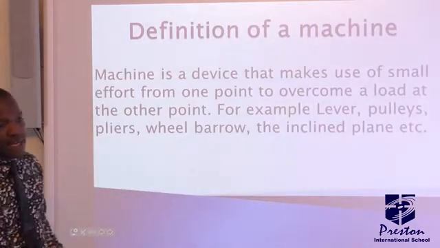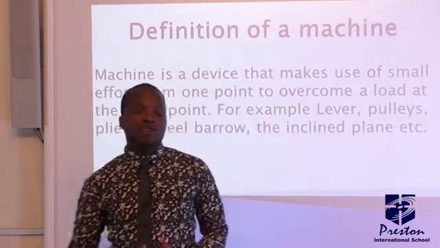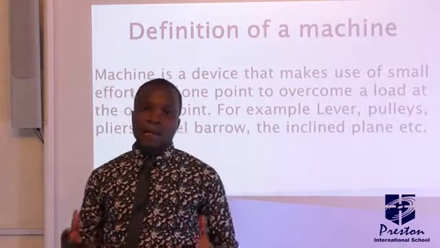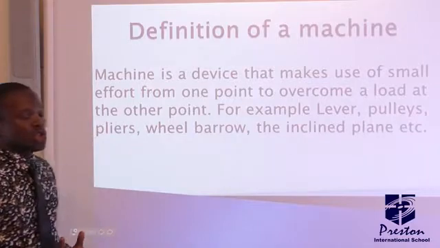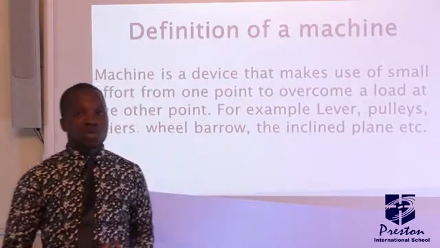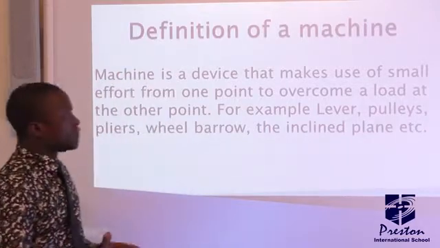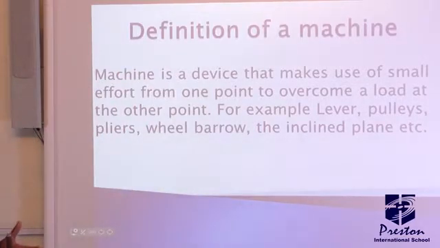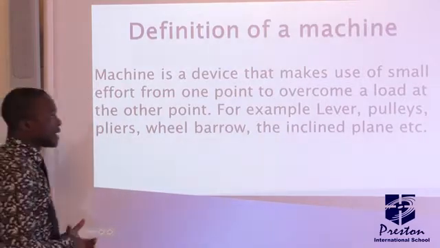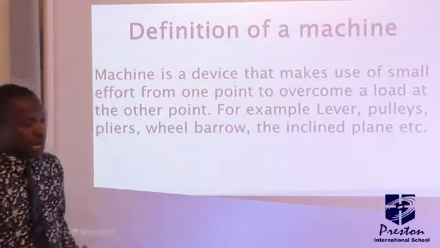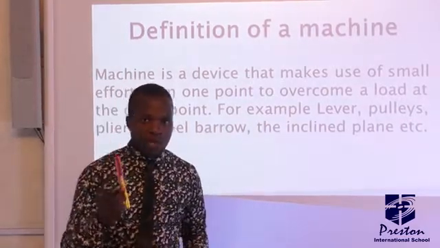So what's a machine? Definition of a machine. Now, a layman defines a machine to be a device that makes your work easier to do. But in physics, we define a machine to be a device that makes use of small effort to overcome a large load at another point. Examples of these machines, we have simple machines. We have the lever, we have the pulleys, we have the pliers, we have the wheelbarrow, and the inclined plane. Look at the one I have with me here. This is scissors, and it is also a simple machine.